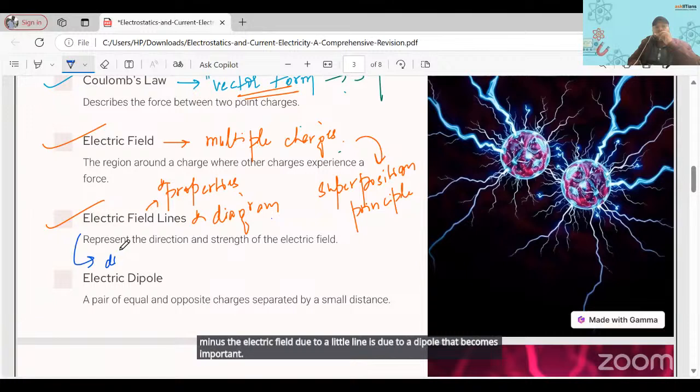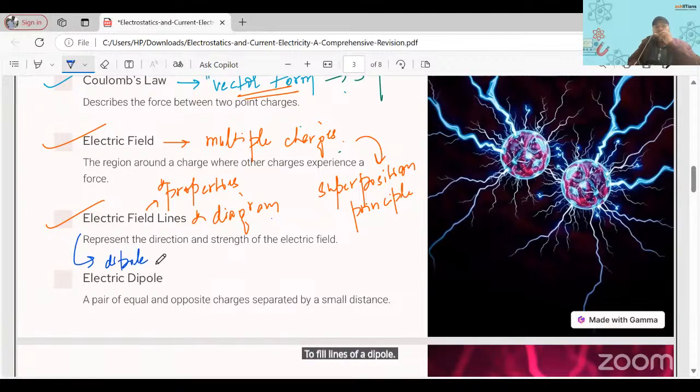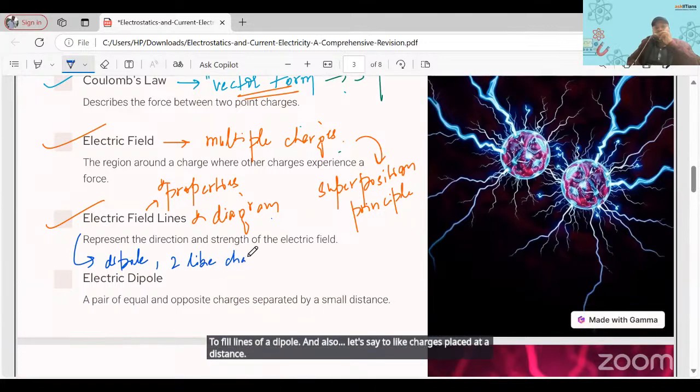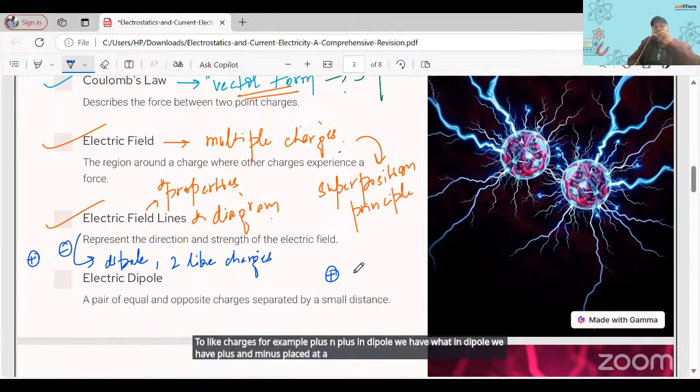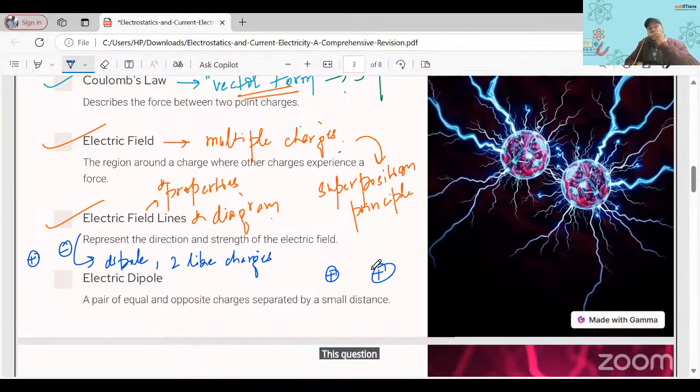Electric field lines of a dipole, and also, let's say, two like charges placed at a distance, for example plus and plus. In a dipole we have plus and minus placed at a distance. Two like charges means two positive charges placed at a distance, and you need to draw the electric field lines. This question might arise as a 3 marker.